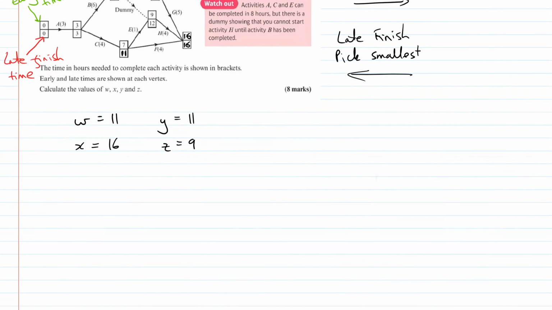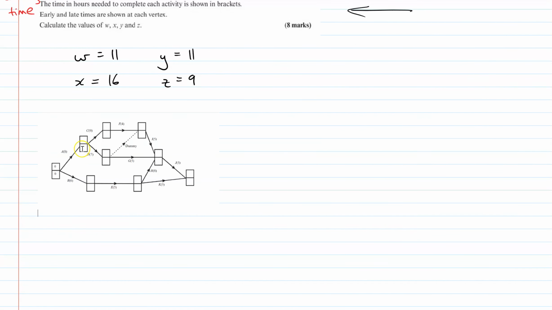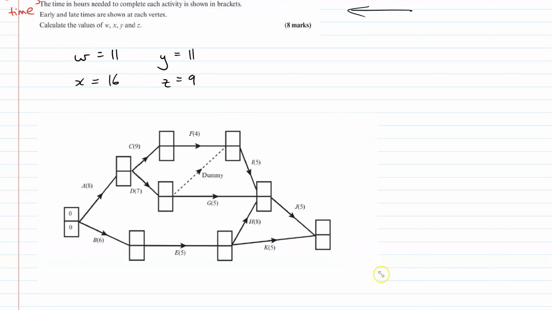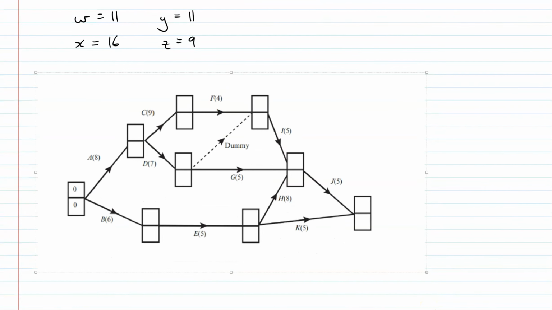So question 2, I'm not going to copy the actual question out, but what I am going to do is copy the network out. And they normally draw this for you, make it nice and big, because you're going to be writing numbers in here. So let's talk through this one. So this is number 2.